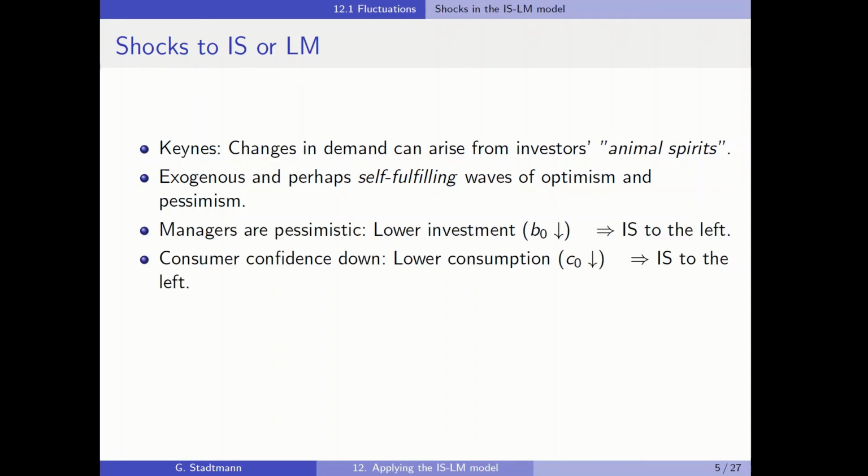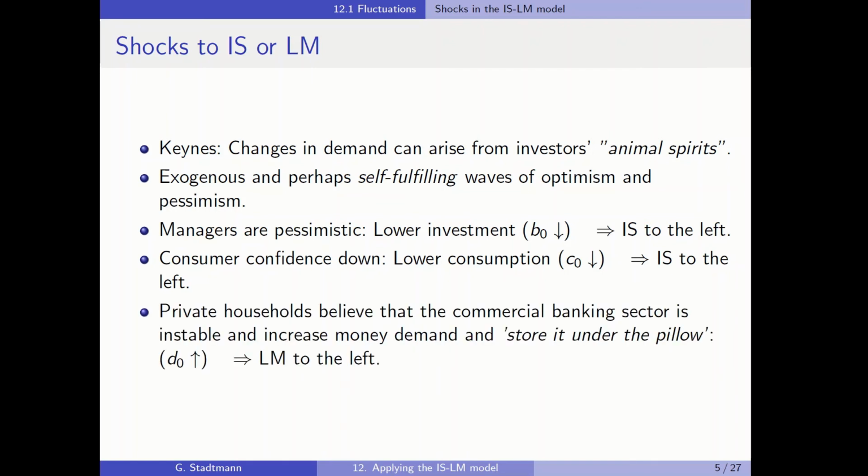In case that managers are pessimistic, they will cut back investment, they will lower investment, and we can reduce the autonomous component of investment, B0, in our goods demand relationship, and this will shift the IS curve to the left. Or we could argue that the consumer confidence is down. This leads to lower consumption, and in our ISLM model, we are able to reduce the autonomous component of consumption C0, which will also lead to a shift of the IS curve to the left.